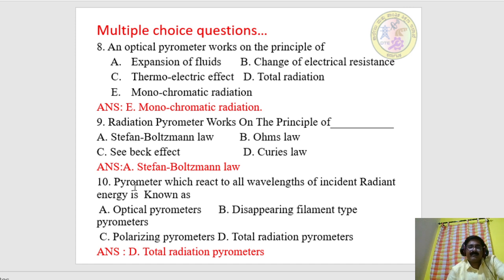Question number 10: pyrometers which react to all wavelengths of incident radiant energy are known as. Options are optical pyrometers, disappearing filament type pyrometers, polarizing pyrometers, D is total radiation pyrometers. Considering all wavelengths of incident radiant energy, definitely it would be total radiation pyrometers.